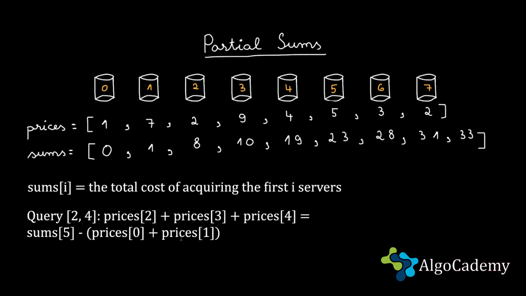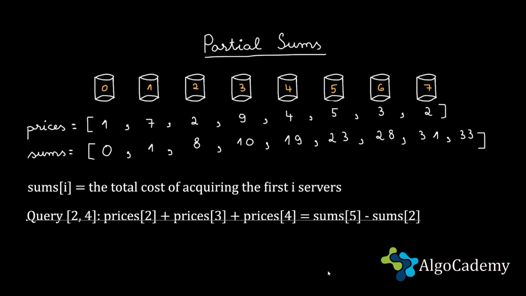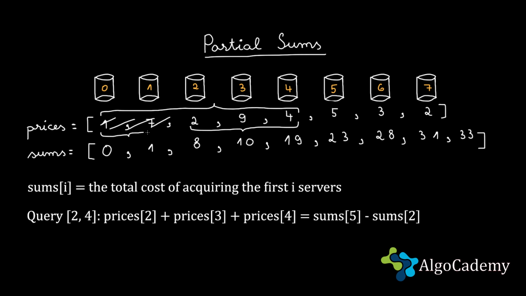So I can write this with sums of 5. Prices of 0 plus prices of 1 is actually the total cost of acquiring the first 2 servers, right? So I can write this as sums of 2. So look how simple. We've just come up with the formula sums of 5 minus sums of 2. On a visual level, you can imagine that the sum of this subarray is actually equal to the sum of this greater subarray from which we will have to remove the sum of this subarray, right?